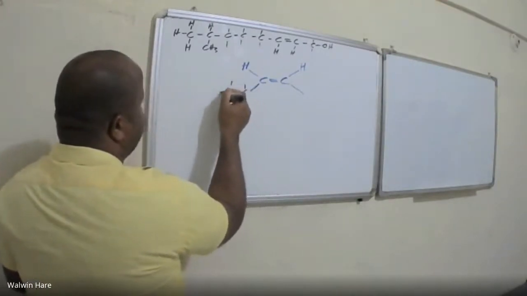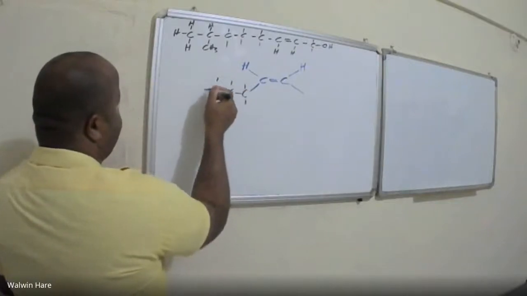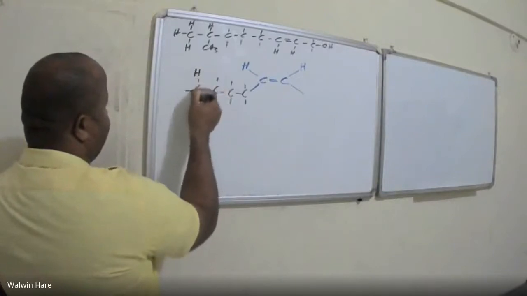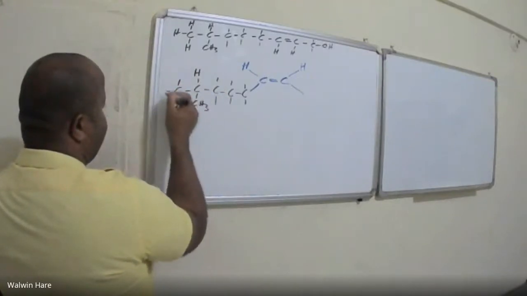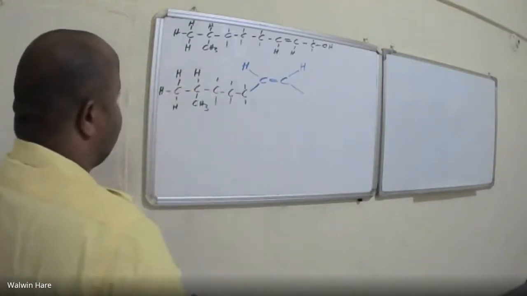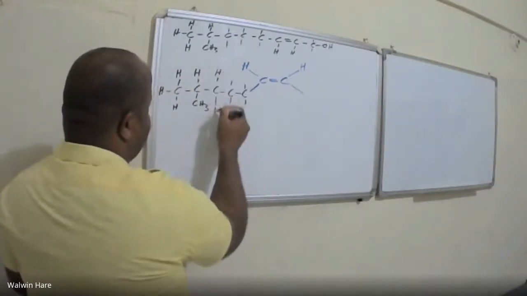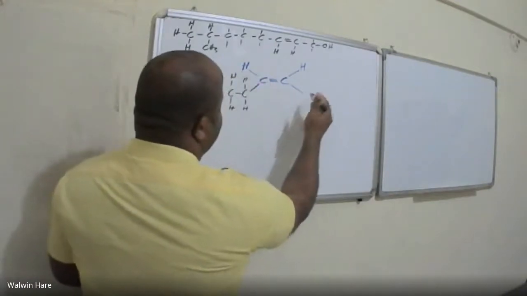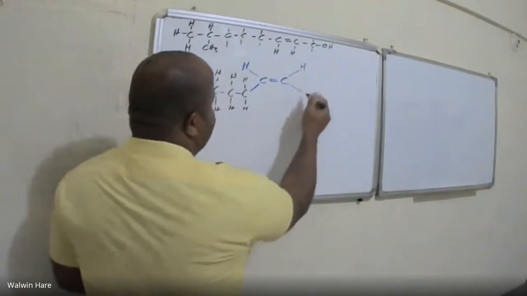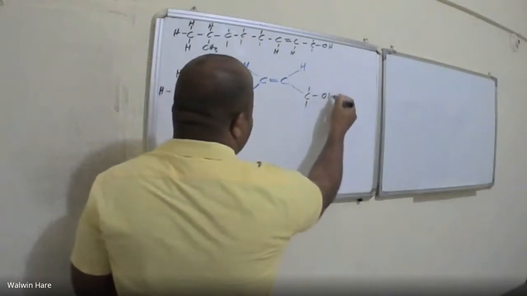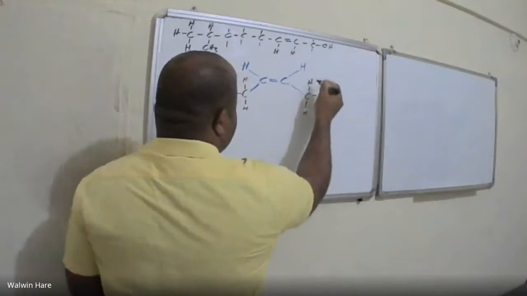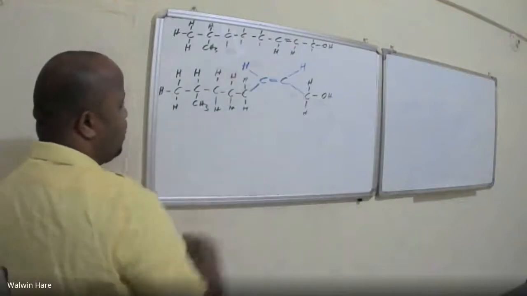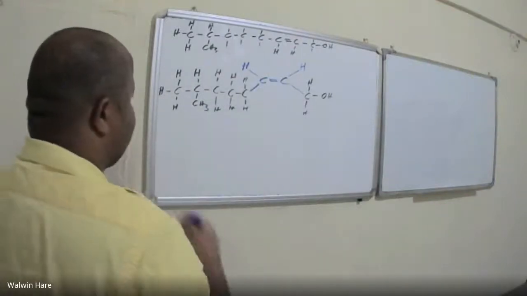CH2, CH2. Then just draw out everything afterwards. CH3. And then this side of CH2OH. So that would be the cis. And so for the trans, you just flip any side of the molecule. So let's do that.